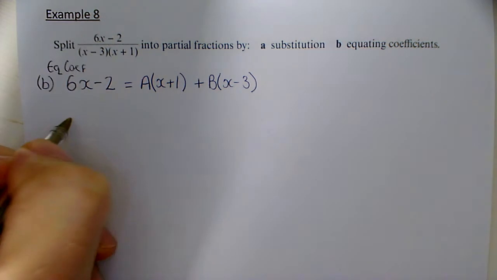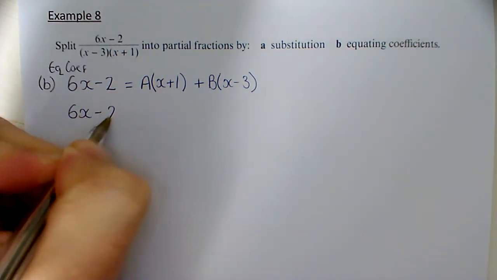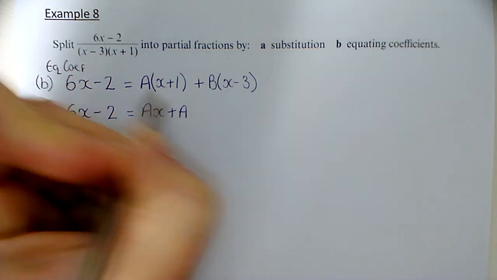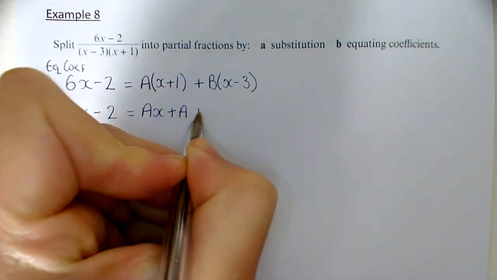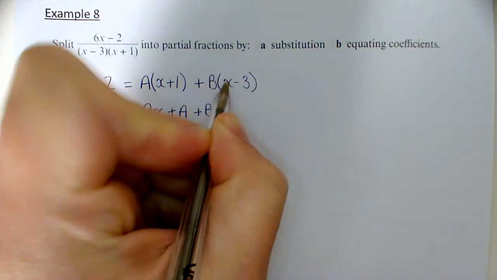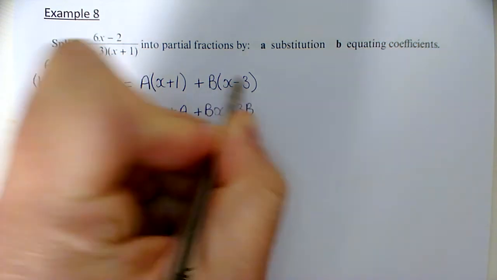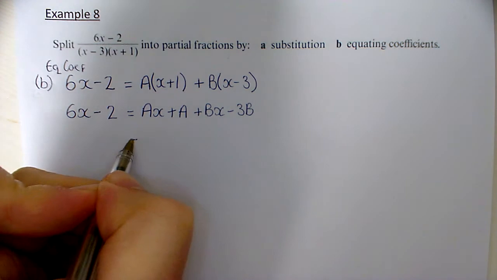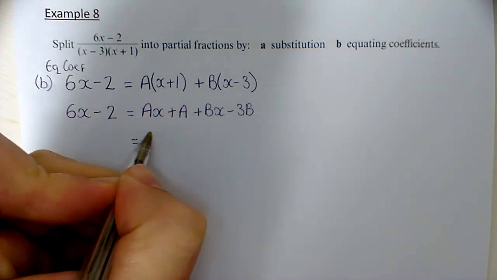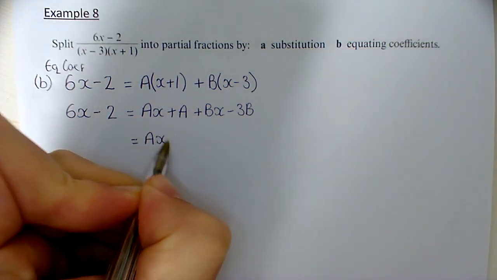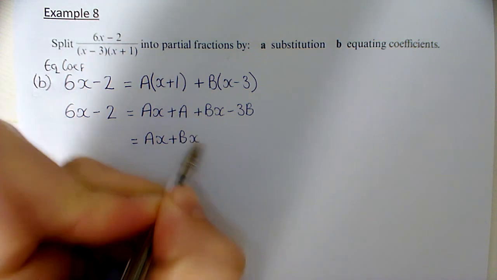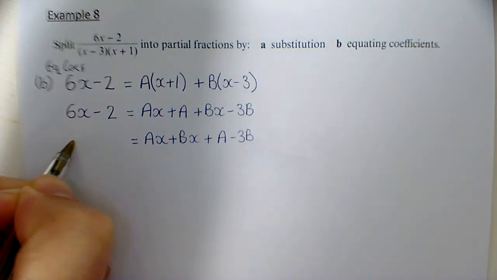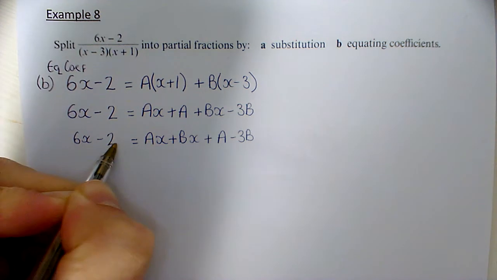Okay, so for equating coefficients, what I'm going to do is I'm going to expand the brackets. So I'm going to have ax plus a times x plus a, plus bx, b times x minus 3b. Okay? And then what I'm going to do is I'm actually going to collect together the coefficients of x. So I've got ax plus bx, and then I've got a minus 3b. And that's still equivalent to 6x minus 2.